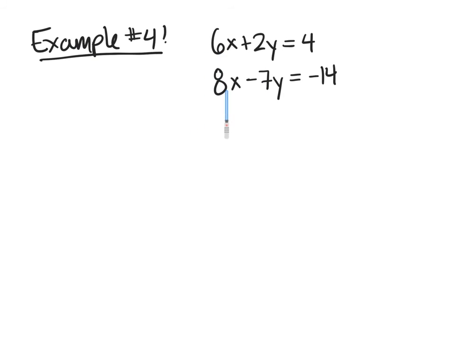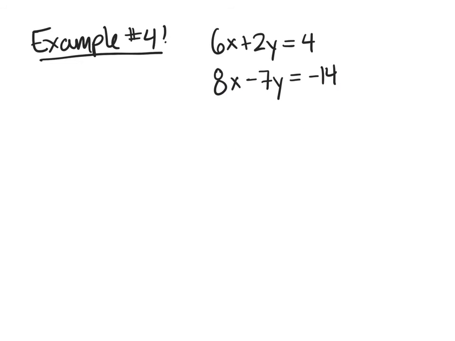Does 8 go into 18? No. 6 times 4 is 24. Does 8 go into 24? Yes. So here's what I can do. I can multiply this equation by 4 to get that 6 to turn into 24, and then I can multiply this equation by 3 to get that 8 to turn into a 24.